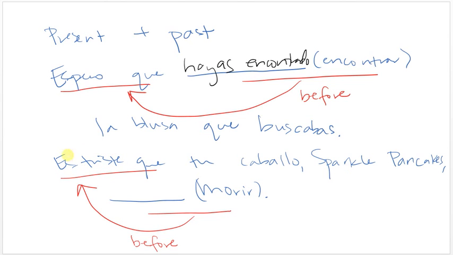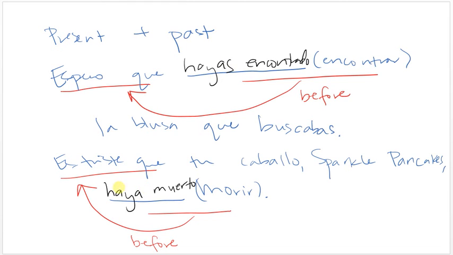So I start my sentence with the present, but it's about something that already happened. So I have to use the present perfect subjunctive, which is going to be haya. And then the past participle for morir is irregular. Remember, it's muerto. So it's sad that your horse, Sparkle Pancakes, has died. But you can also just say it's sad that your horse died. Either way, if you start a sentence with the present and you're talking about the past, you have to use the present perfect subjunctive.